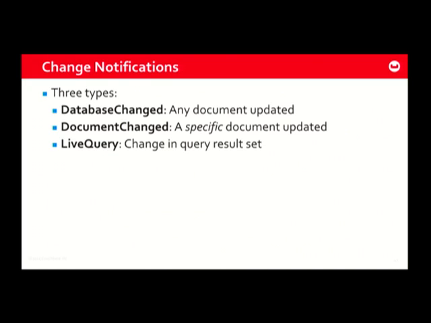In iOS, the first 2 of those are NS notifications, and the live query change is actually done by key value observing. So you would actually observe the rows property of the live query object to get notifications. And I can't tell you how that's done in Java because I'm not familiar enough with the APIs there.